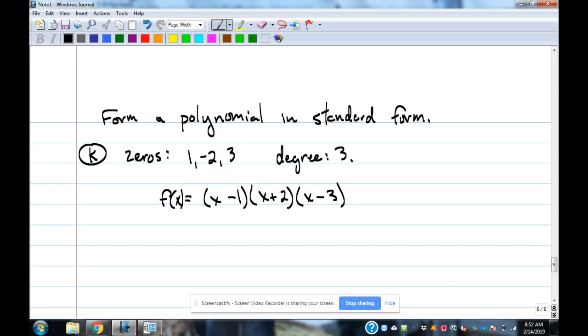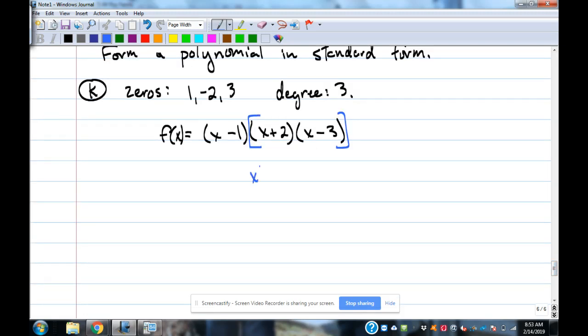It doesn't matter if you pick these 2 or these 2. I tend to work in this direction and then distribute the front one last. It doesn't matter. Mathematically, multiplication is commutative, so you can do it in any order you want to. So I just use this order.